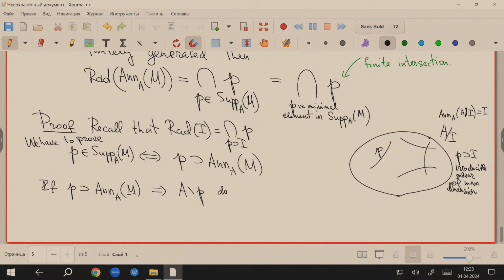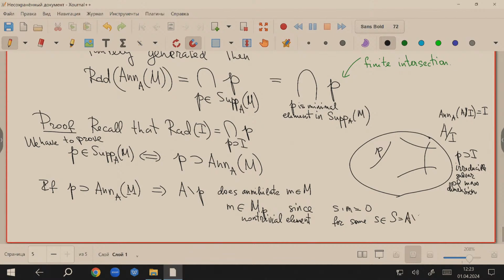If P contains an annihilator, that means that the multiplicative set does not annihilate some element m inside M. And this gives you a non-trivial element in the localization at P. Since non-trivial element, triviality means sm is equal to 0 for some s inside S, which is A without P, which is not possible by assumption. Yeah, so which is not possible.